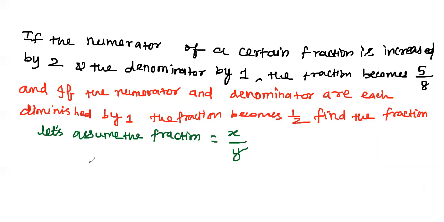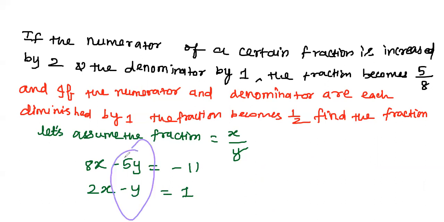8x minus 5y equals minus 11. What is the equation two? 2x minus y equals 1. 2x minus y is equal to 1, isn't it? So you can't solve this equation directly. Let's have the same coefficient for x or y. You can multiply the equation 2 by 5. And you can turn this equation into 10x minus 5y equal to 5.